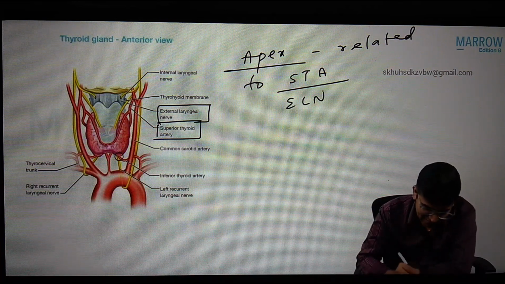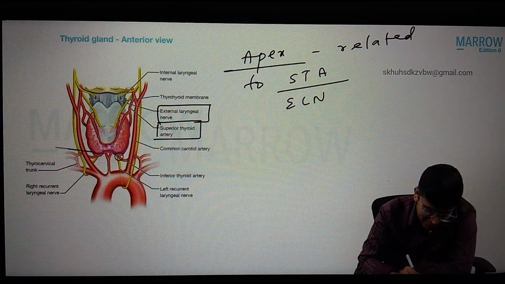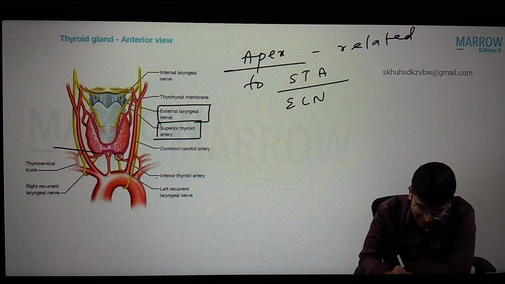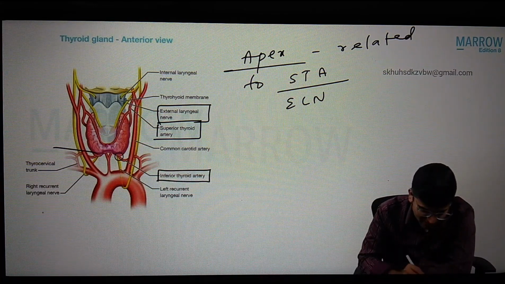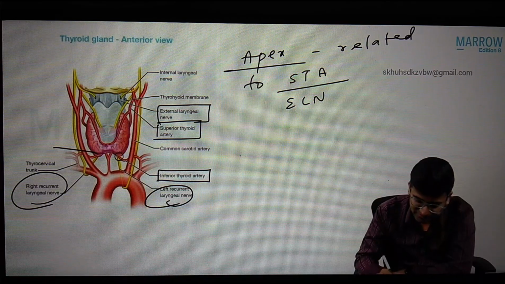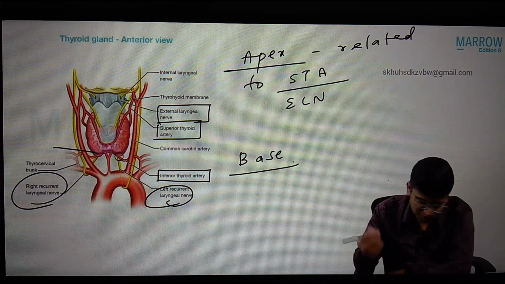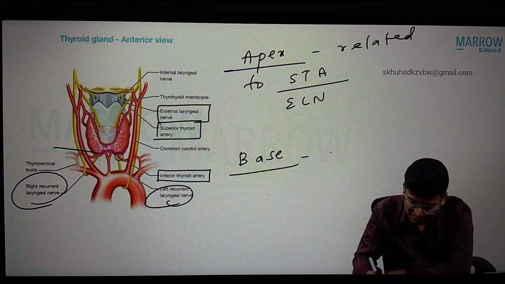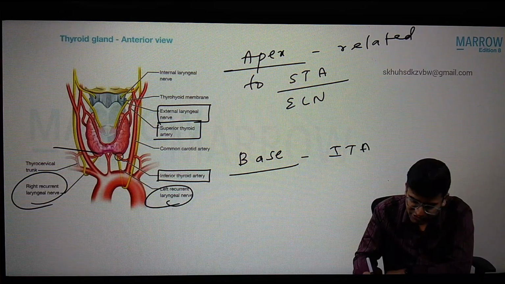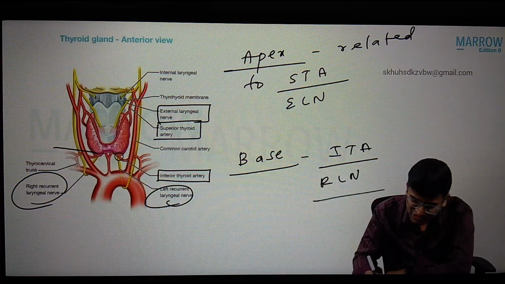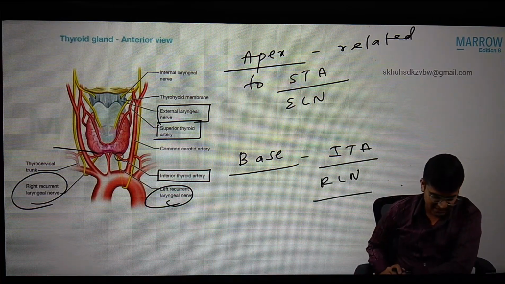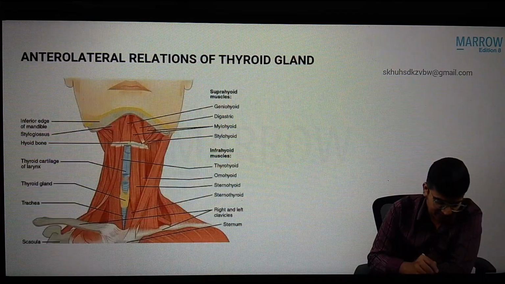Okay. And this is the base of the lateral lobe. The base is related to the inferior thyroid artery and recurrent laryngeal nerve. So, the base of the lateral lobe is related to the inferior thyroid artery and recurrent laryngeal nerve. Okay, right. That's all about the apex and base.